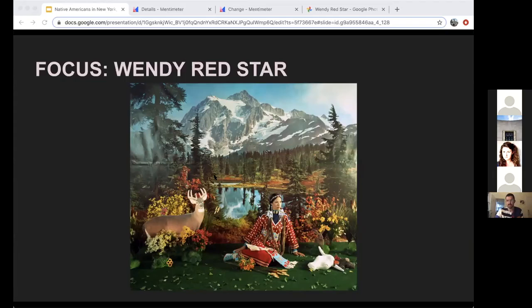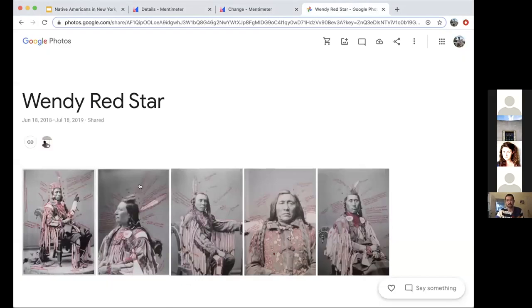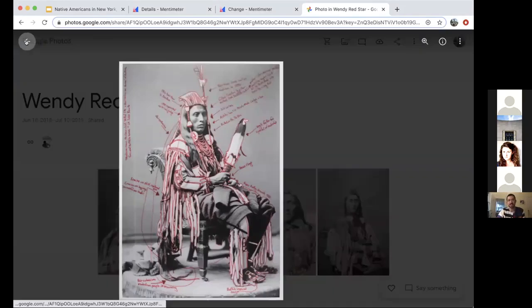So with that, Charlie is going to drop a link in the chat to a Google Photos album. This album has just 5 works by Wendy Red Star. What you can do is click on one. In the top right corner, there's a magnifying glass with a plus on it that'll let you zoom into the image. And then when you're done looking, you can go back.